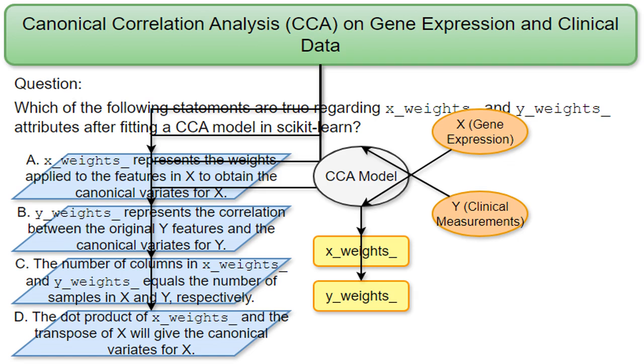Similar to X_weights_, this term refers to the matrix of weights used to form the canonical variates for the Y dataset, clinical measurements. Each value in Y_weights_ indicates the contribution of each clinical feature to its corresponding canonical variate. These are the levers to control the clinical features in the CCA process.